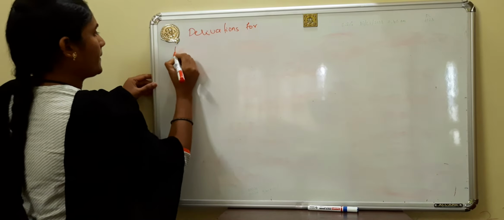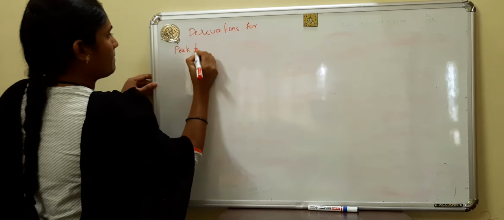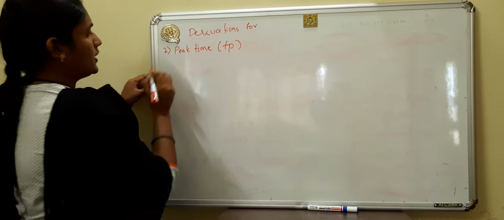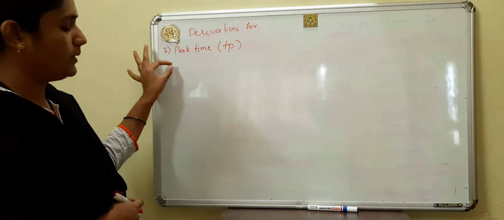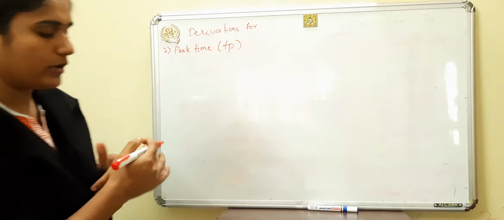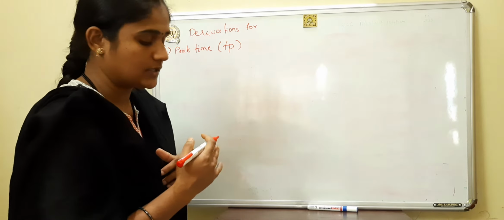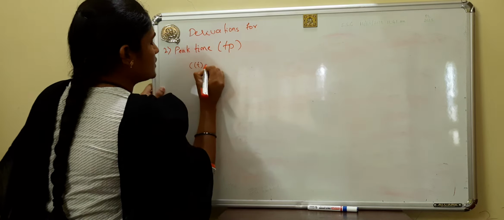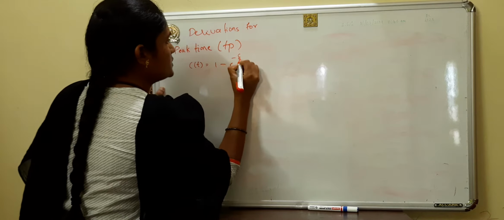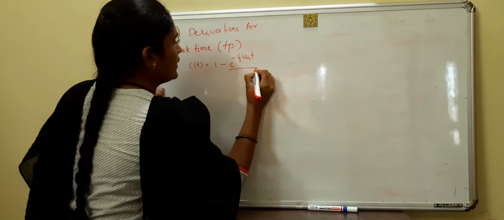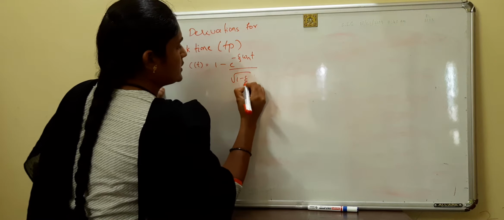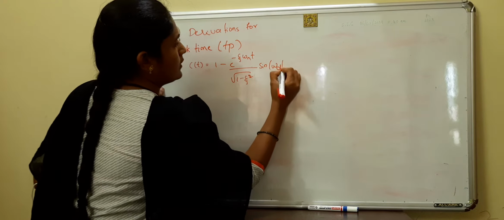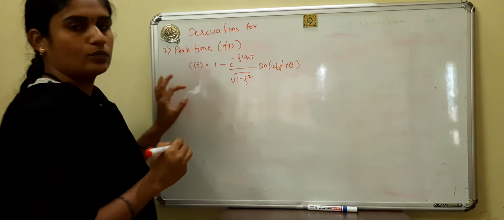Next one is peak time, that is tp. The second one is the derivation for the equation of peak time. We already know that the output of an underdamped system which is excited by a unit step function is given by c of t is equal to 1 minus e raised to minus zeta omega n t divided by square root of 1 minus zeta square, sin of omega d t plus theta. This is the output equation.